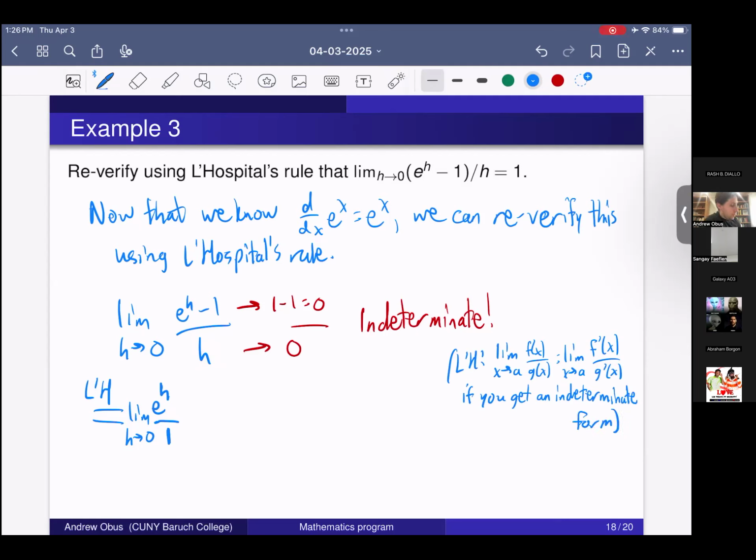Okay. So this just gives e to the h over 1, and now that's fine. Now I can just punch in 0 for h. This is just going to be equal to, since e to the x is continuous, e to the 0 over 1, and that's 1 over 1, and that's 1. Okay, so we've re-verified that limit.